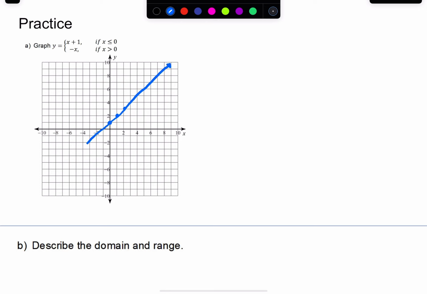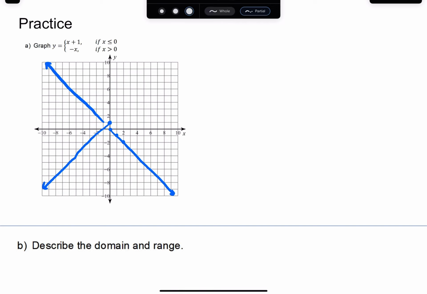Okay, so I'm drawing my line. Okay, and then x is less than or equal to 0, so I'm going to erase everything that is above 0. And I'm going to leave that closed circle since it has the equal to. Negative x, I have a y-intercept at 0 and a slope of -1. So I'm going to draw my line. And then that's when x is greater than 0, so I'm going to erase everything that's below 0.